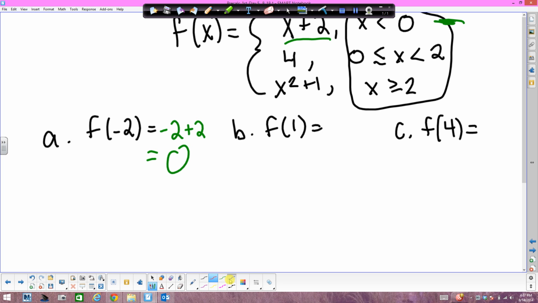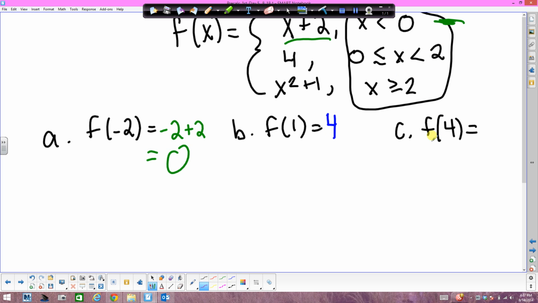Then if I want to plug in 1, we know 1 is between 0 and 2. And that goes with the function equals 4. So for f of 1, you just plug it into 4, which means the answer is just 4. And that's because 1 is between 0 and 2.